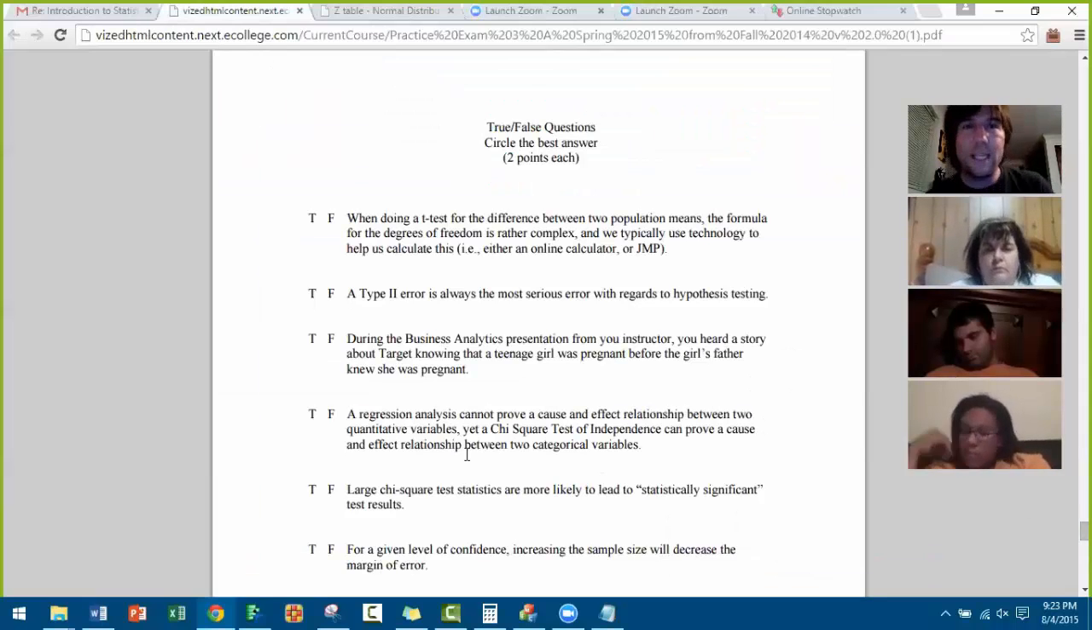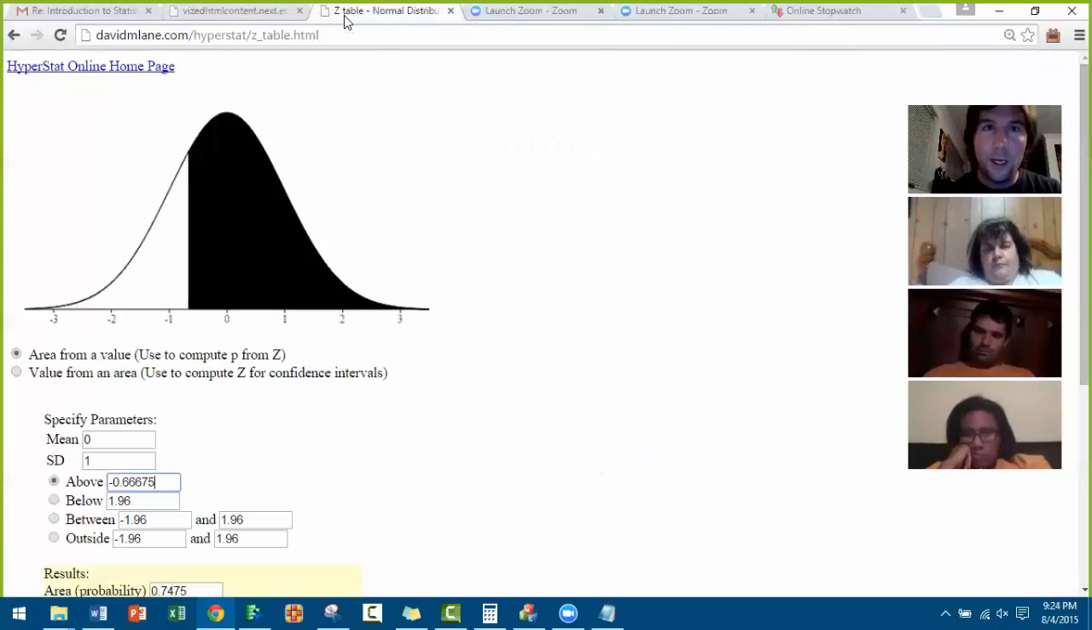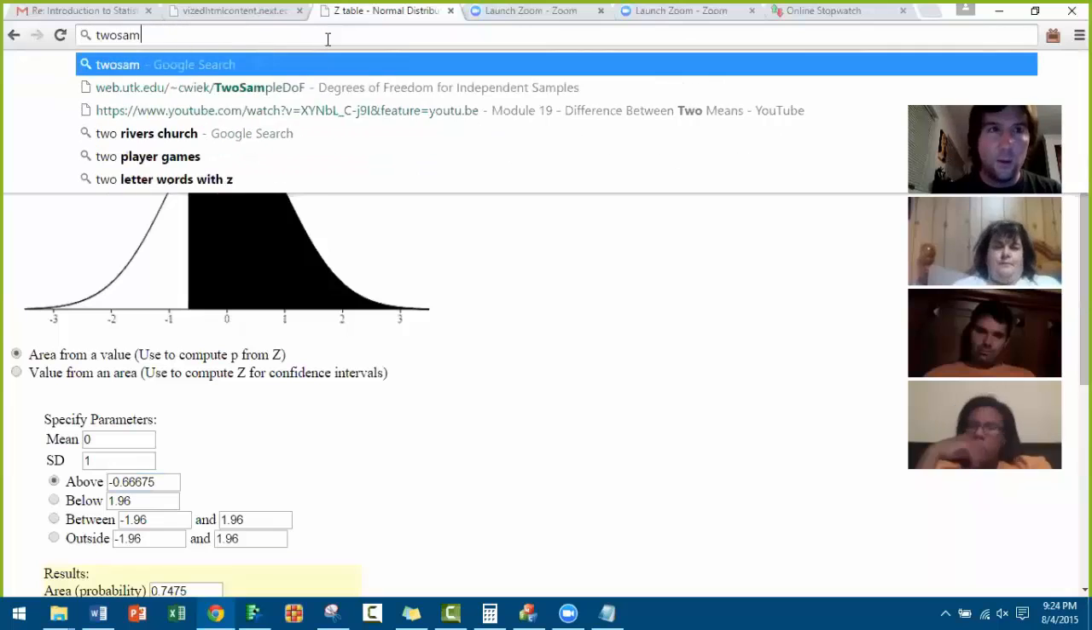When doing a t-test for the difference between two population means, the formula for the degrees of freedom is rather complex, and we typically use technology to help us calculate this, i.e. an online calculator or JMP. Charlie Quick made this calculator, and it actually gets used by a lot of people from a lot of universities. More power to him. This is two sample.